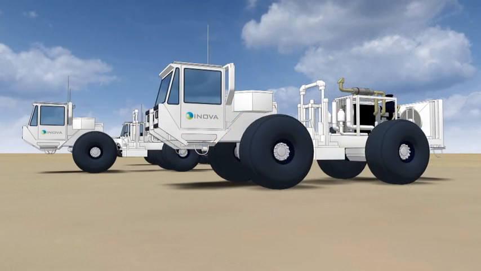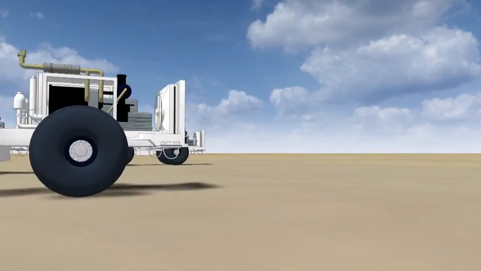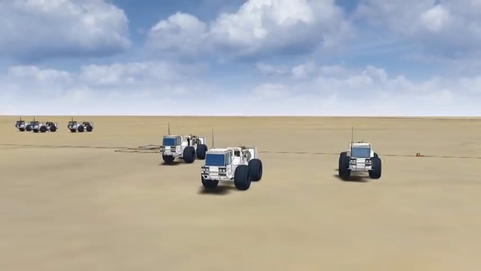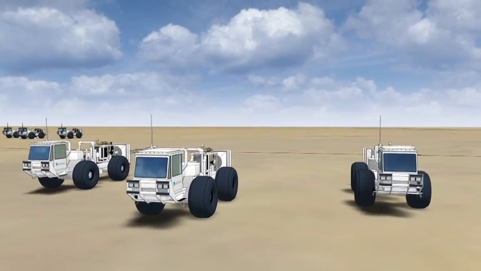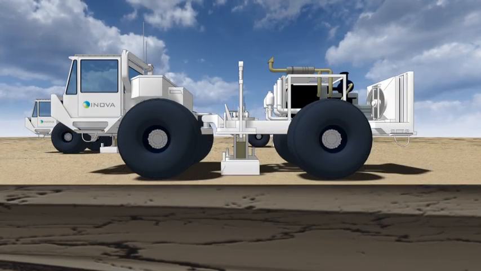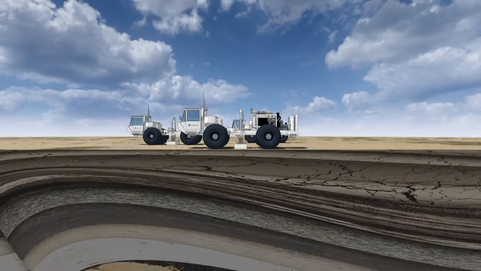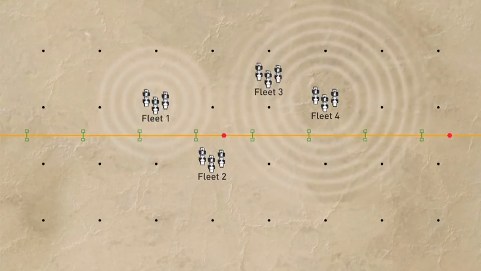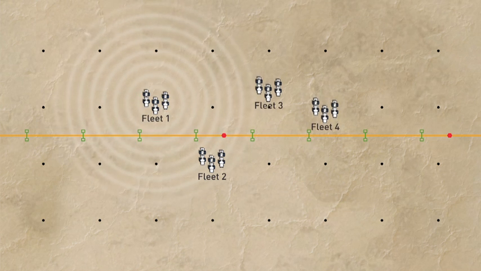This section of the spread shows the 4 Vibe fleets moving from source point to source point. The slip sweep technique is based on the idea that a fleet can start shaking before the data acquisition from the previous sweep is finished. The sweep generated by one of the fleets can be seen as waves propagating through the Earth.